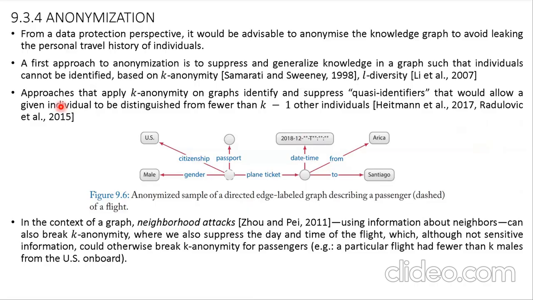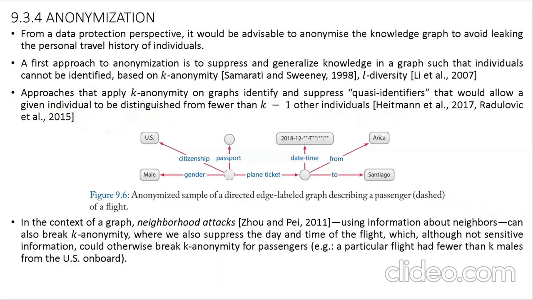So the approach that applies k-anonymity on graphs identifies and suppresses so-called quasi-identifiers that would allow a given individual to be distinguished from the other tourists, except for the considered tourist here.